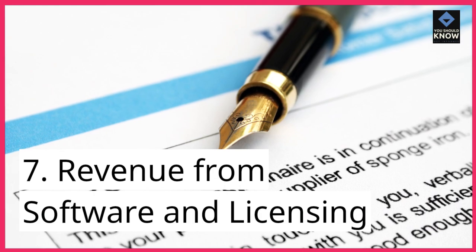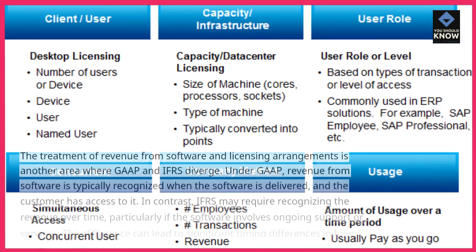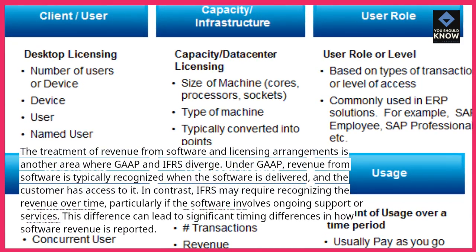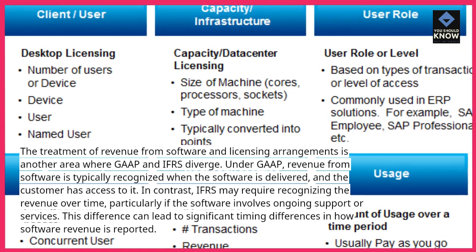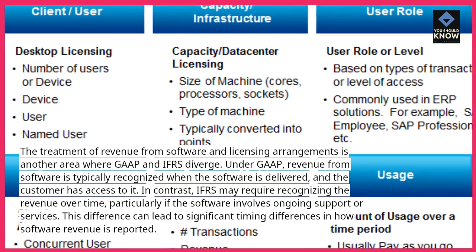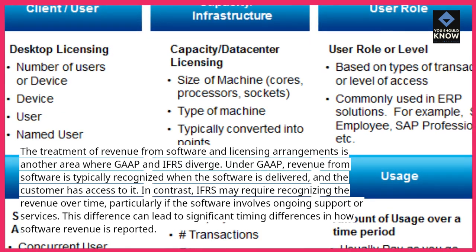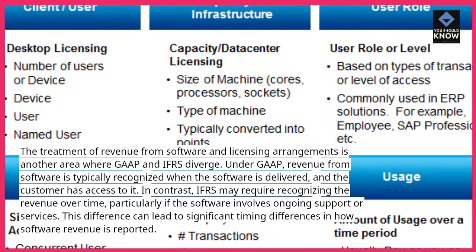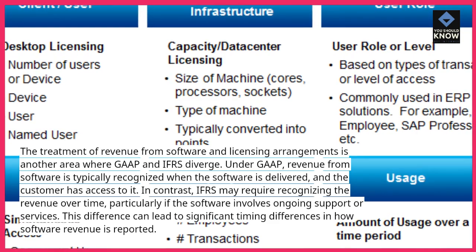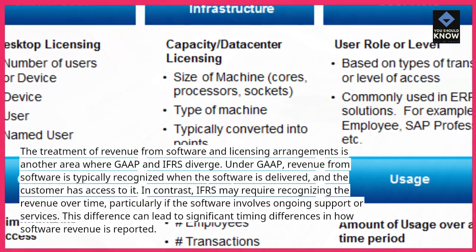7. Revenue from software and licensing. The treatment of revenue from software and licensing arrangements is another area where GAAP and IFRS diverge. Under GAAP, revenue from software is typically recognized when the software is delivered, and the customer has access to it. In contrast, IFRS may require recognizing the revenue over time, particularly if the software involves ongoing support or services. This difference can lead to significant timing differences in how software revenue is reported.